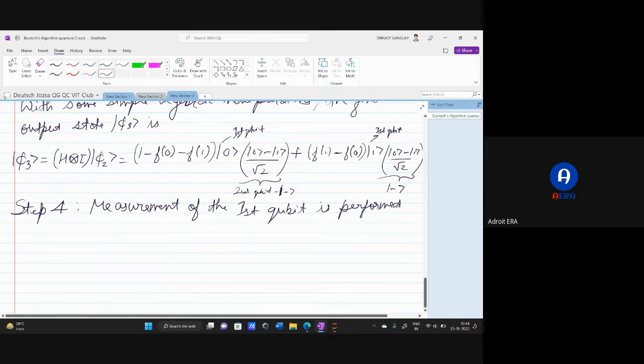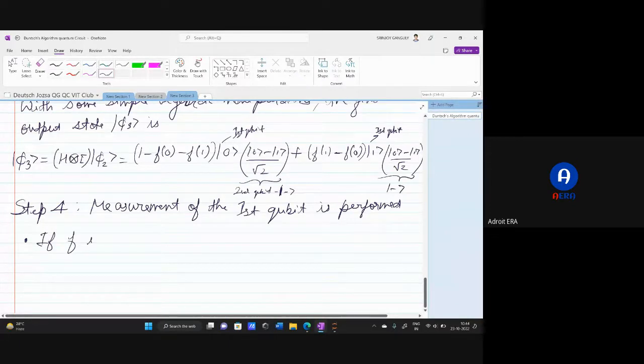Let us start calculating for f is constant and f is balanced. Because what is the ultimate goal? To find out whether the unknown oracle function is a constant or a balanced. That is the ultimate goal, right? Remember the ultimate goal.